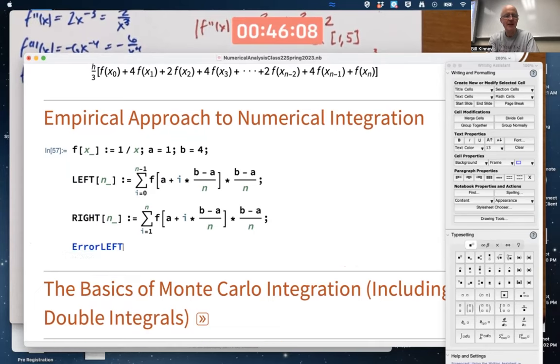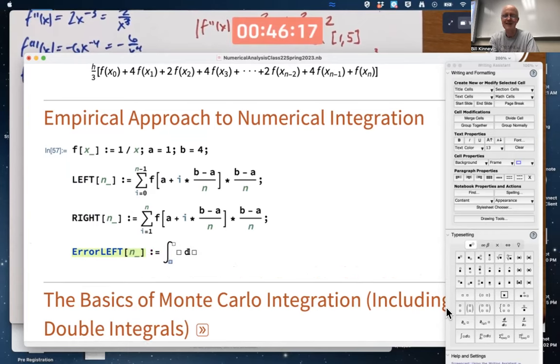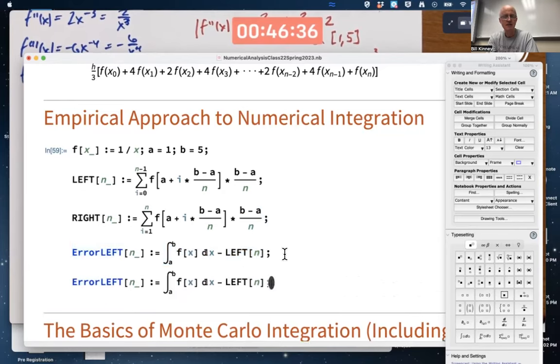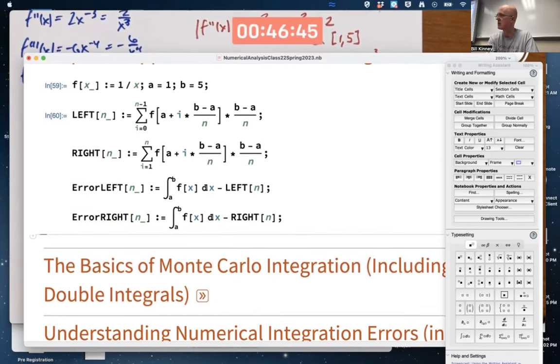We could also do this kind of thing. For our example, the actual value is the natural log of, oops, I meant b to be 5, didn't I? The actual value is the natural log of 5, but we could type it in as an integral like this. Actual value minus approximate value. Do something similar for a right-hand error. And then we could observe what happens with these errors as n increases.